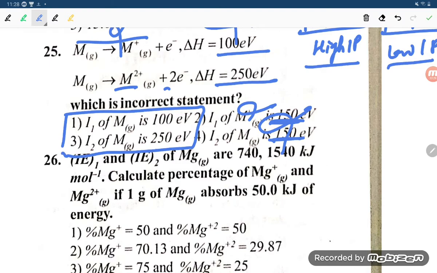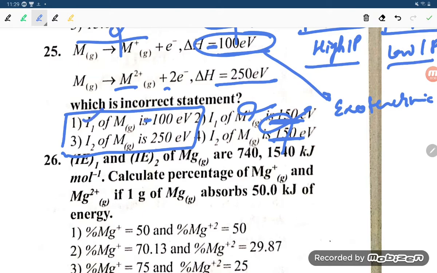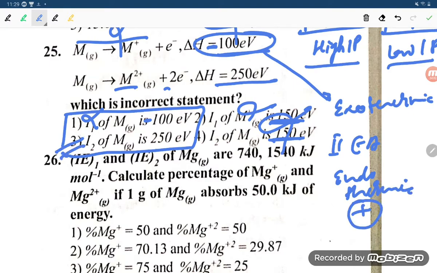So here, IE2 of M gas is 250 electron volt. Students, firstly you try to understand. First electron gain enthalpy is a negative value. That is, first electron gain enthalpy is exothermic. So what they have given, the negative sign is not given. So this first one is wrong. And for the second one, when you are going for the second electron gain enthalpy, that is endothermic. So endothermic means what, student? That will be positive. So the correct option will be option number 3.